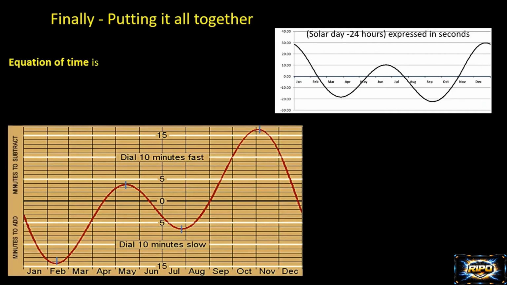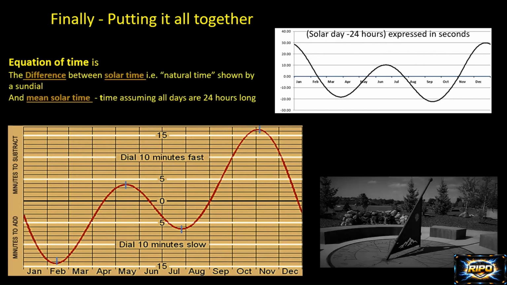So putting it all together, firstly to recap, the equation of time, which is shown on the graph and we've met earlier, is the difference between solar time, or the natural time shown by a sundial, and mean solar time, time assuming all days are 24 hours long. And it's caused by variation in the length of the solar day throughout the year.